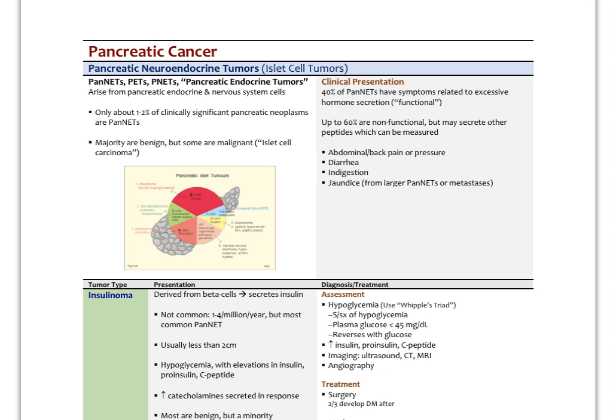40% of the PanNETs have symptoms related to excess hormone secretion, so they become functional. Now, the other 60% are non-functional, and so there's no excess or deficiencies in the hormones. Unfortunately, some of the non-functional ones can secrete other peptides, and those can be measured to kind of track the progress. But the symptoms here are going to be very vague. They're really going to depend on which hormone is over-secreted, but general symptoms like abdominal pain, diarrhea, indigestion would be maybe classic for most of them. Potentially jaundice from any obstruction of the biliary ducts would result from that.